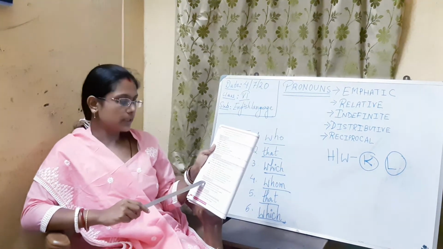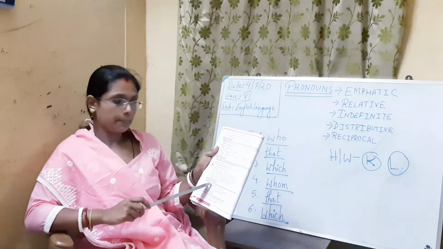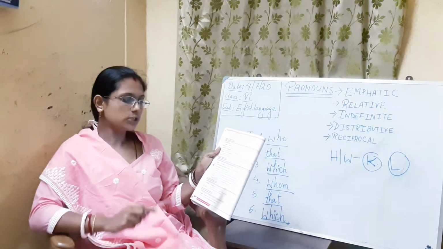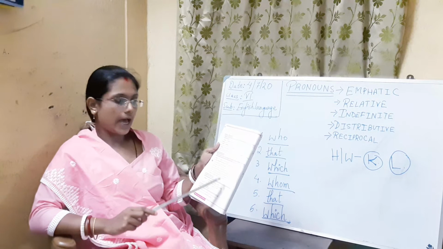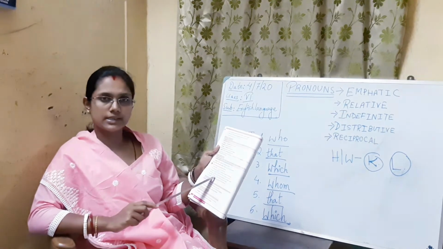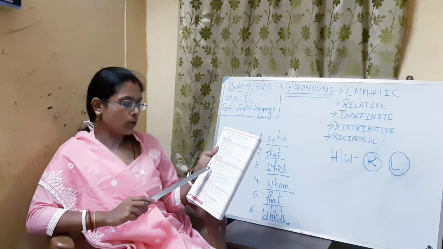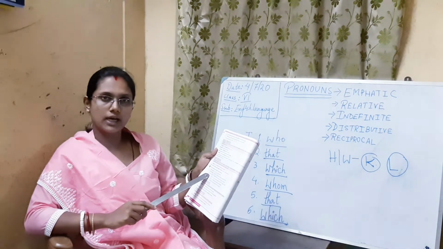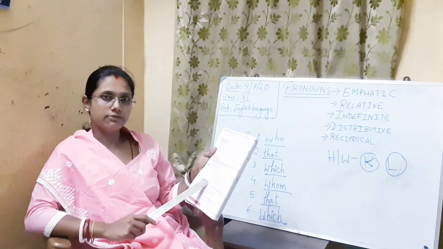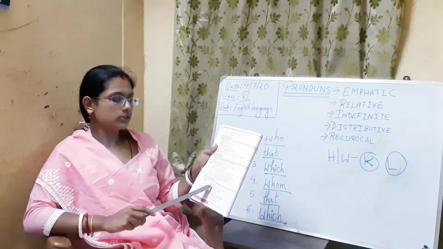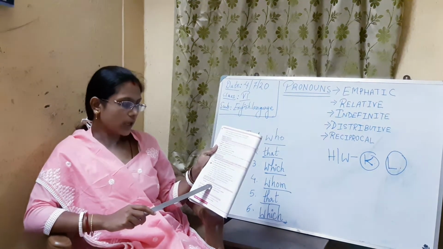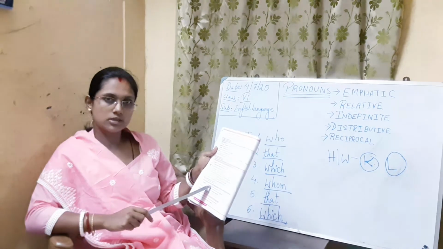Now students, please look at exercise number J. Fill in the blanks with suitable relative pronouns. You can solve this exercise, I know that. So please look at your book and try to write the answers on your own. After you write the answers, please check them from the board. I am discussing the answers with you.